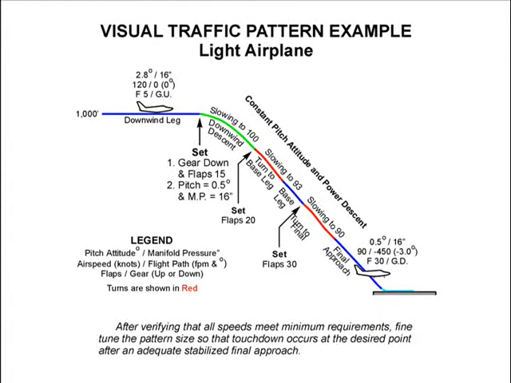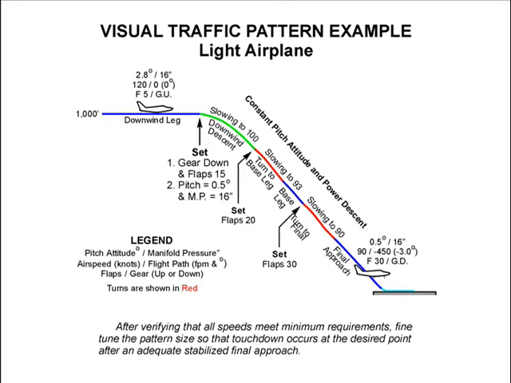In this view of the example pattern, we see that after initiating the final descent with gear down and flaps 15, and setting the final approach pitch attitude and power setting, the airspeed slows from 120 knots to 100 knots. Then after setting flaps 20 and turning onto base leg, the airspeed slows to 93 knots. After setting flaps 30 and completing the turn onto final approach, the airspeed stabilizes at 90 knots and the angle of descent stabilizes at 3 degrees.